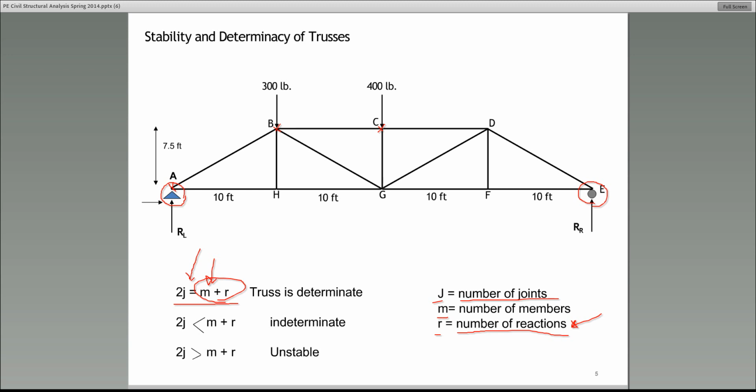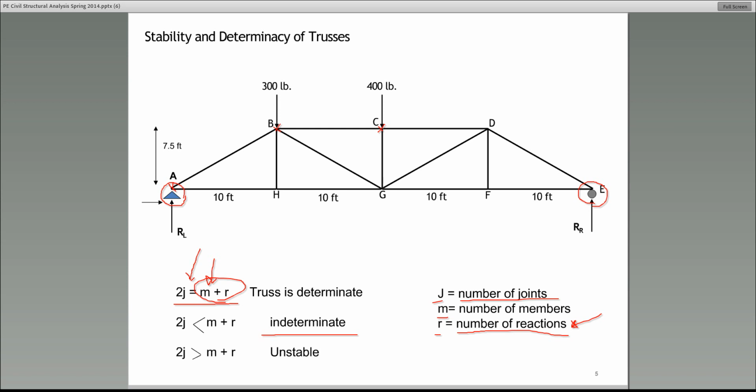Now, the truss would be indeterminate if 2 times j is less than m plus r, if the left-hand side is less than the right-hand side of this equation. And the truss would be unstable if 2j is greater than m plus r.